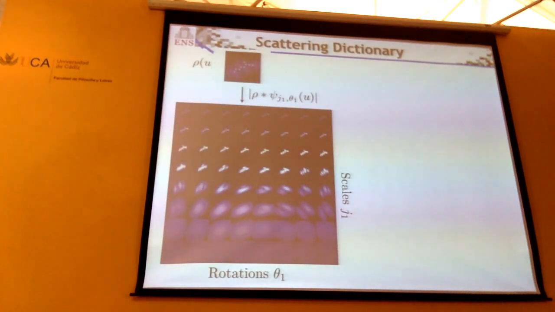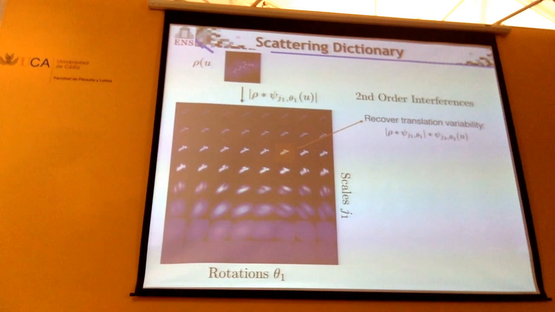Okay, what does it do? This is the molecule, this is the wavelet transform of the molecule. You can see it is very redundant. You send a wave, a small wave, on your atom. That's what you get for different orientations of waves, different orientations, different scales. Now, you want to make an average.